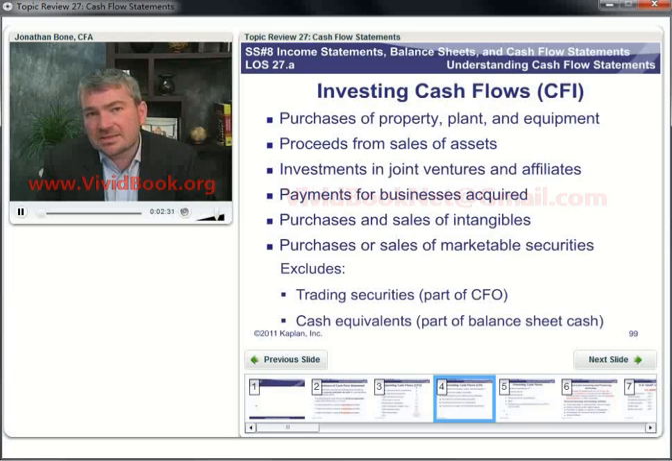Notice it's not only the cash spent, but it's also the cash received on the disposal of any of these long-lived assets as well. Notice cash equivalents, so these are money market instruments with maturities of less than 90 days. These are not included within your CFI. Why? Because they're included in the balance sheet cash figure that we're trying to reconcile. So actually we're not reconciling between last year's balance sheet cash figure and this year's. We're actually reconciling between this year's balance sheet cash and cash equivalents and last year's cash and cash equivalents.